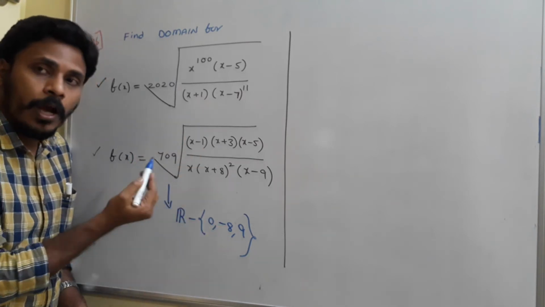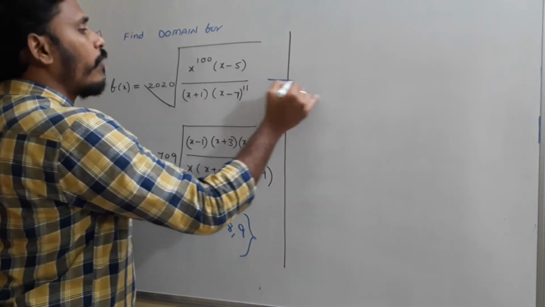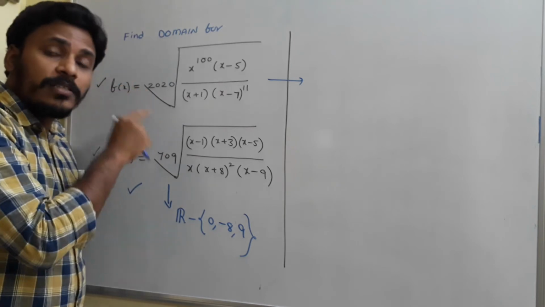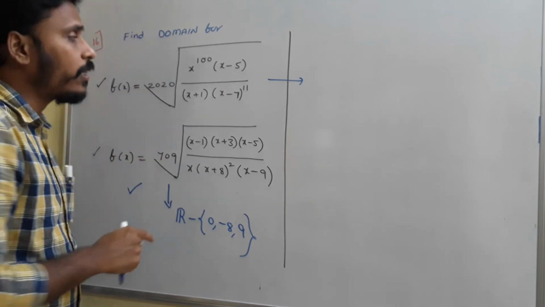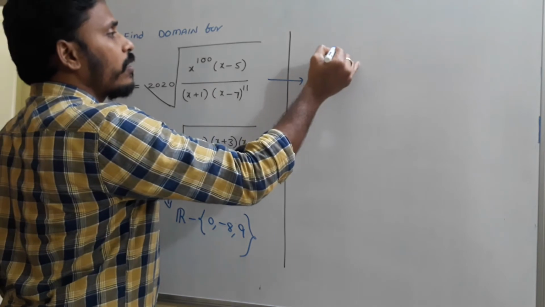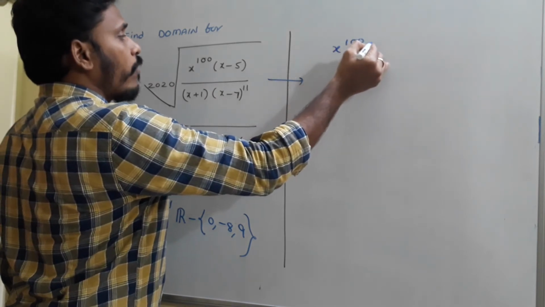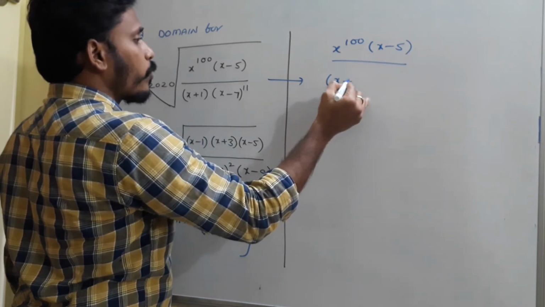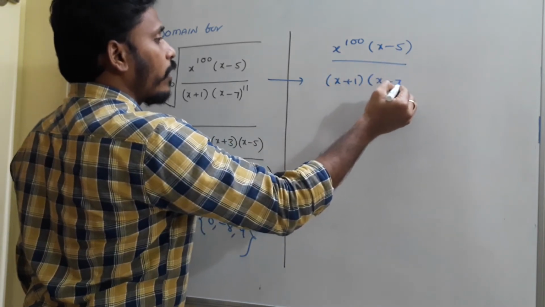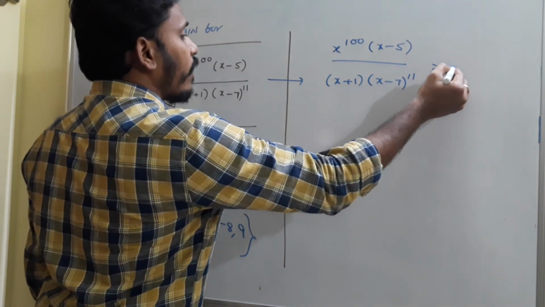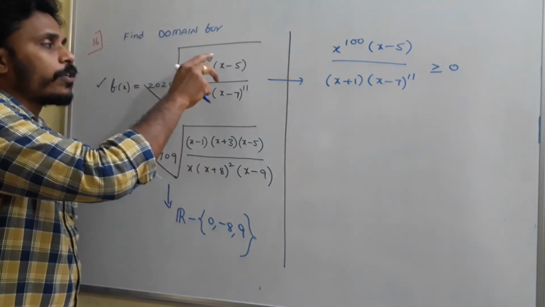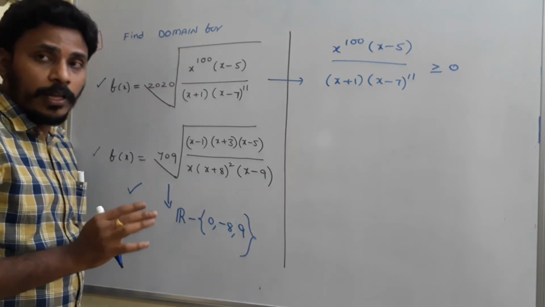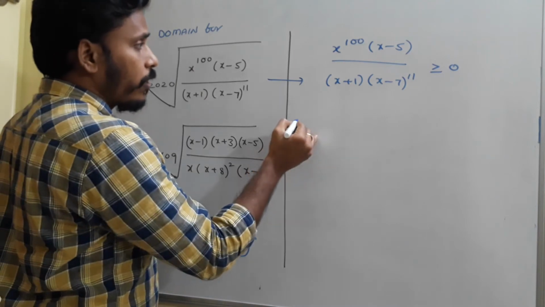There is this problem. Okay, and now you just think about the first one. See, here it is 2020th root. Since it is 2020th root, an even number, to find the domain you need to consider this particular expression: x power 100 into x minus 5 divided by x plus 1 into x minus 7 to the power 11 is greater than or equal to 0. If this expression is positive, then only this nth root will exist, or otherwise it won't exist, and you can't say it is a function, right?